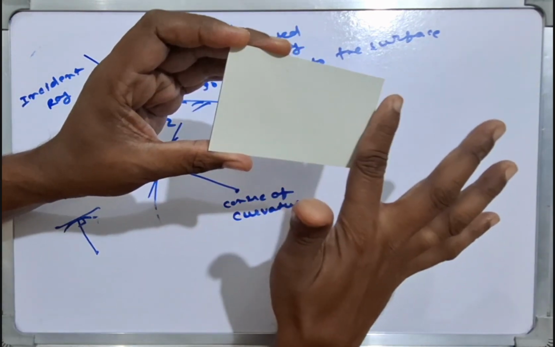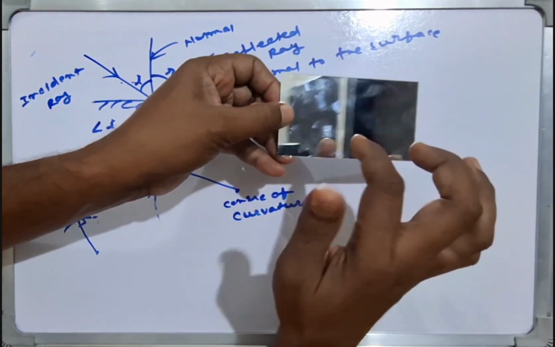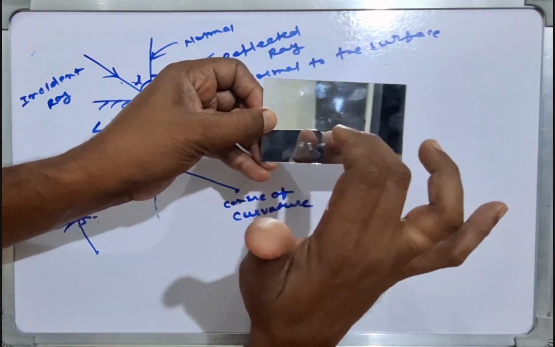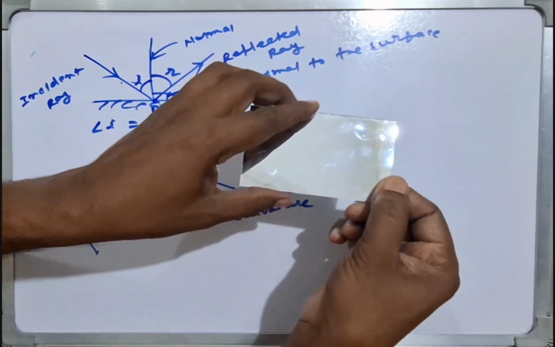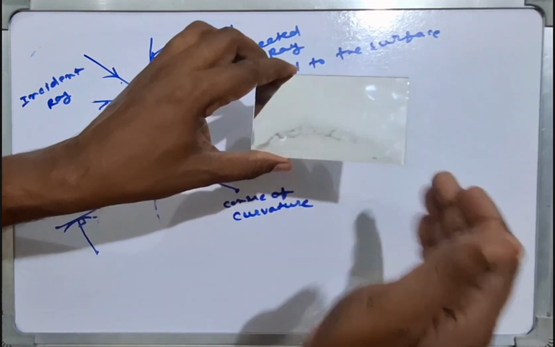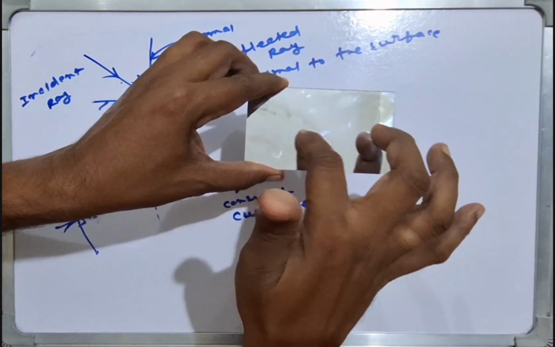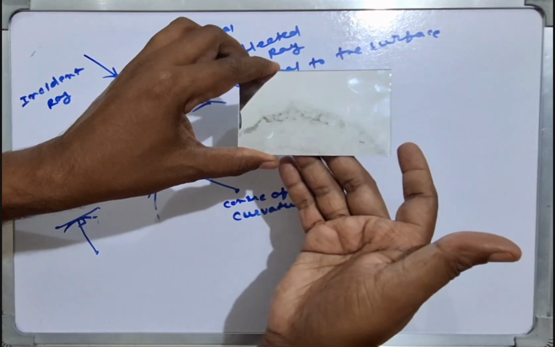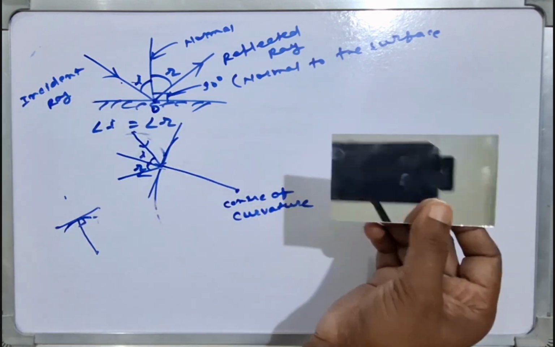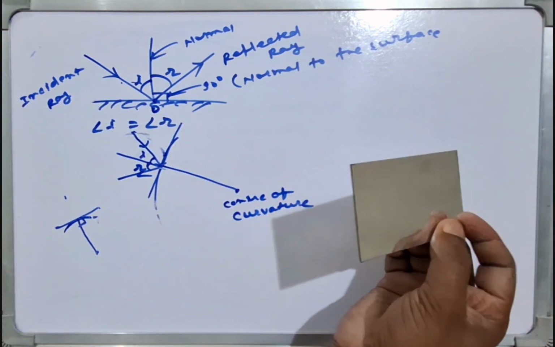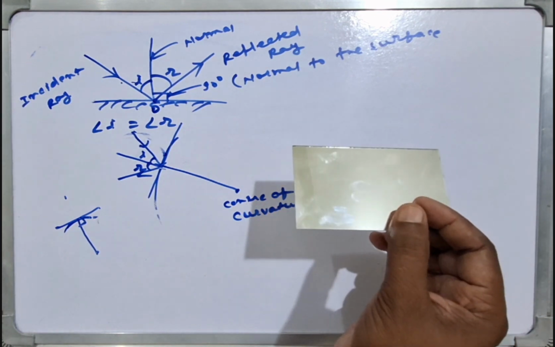Then there is a coating of silver or aluminum here, so that when a ray of light strikes here, it is totally reflected. Suppose there is no silvering, then the light will strike here and pass through it, and image formation will not happen. So guys, have you heard that a plane mirror makes a virtual image?